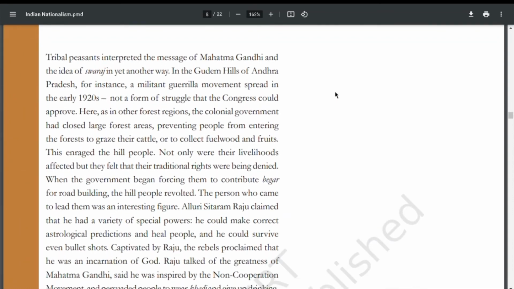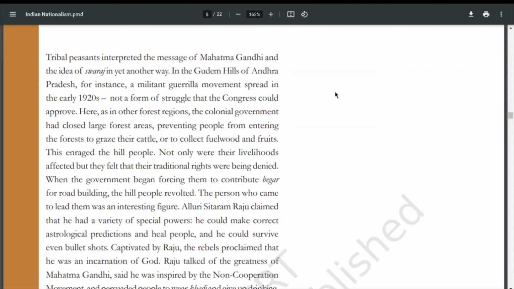Tribal peasants interpreted the message of Mahatma Gandhi and the idea of Swaraj in yet another way. In the Gudem hills of Andhra Pradesh, for instance, a militant guerrilla movement spread in the early 1920s, not a form of struggle that the Congress could approve. Here, as in other forest regions, the colonial government had closed large forest areas, preventing people from entering the forest to graze their cattle or to collect fuel wood and fruits. This enraged the hill people. Not only were their livelihoods affected, but they felt that their traditional rights were being denied.